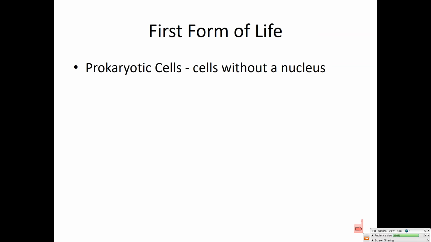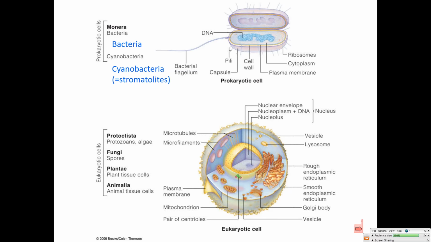The first form of life, at least according to the fossil record, was prokaryotic cells. Prokaryotic cells are those cells that lack a nucleus. You see in this figure here on the top, let's label bacteria, that's a prokaryotic cell. Prokaryotic cells are usually unicellular organisms, so the entire organism consists of one cell. Bacteria is a good example of a prokaryotic organism. These bacteria have little flagella and this large flagellum that helps them move, okay?